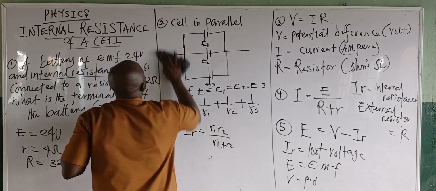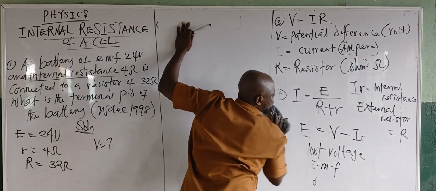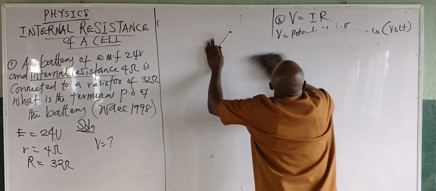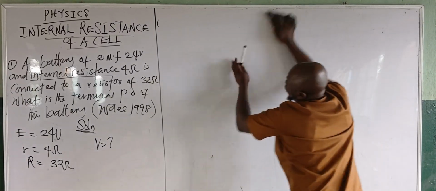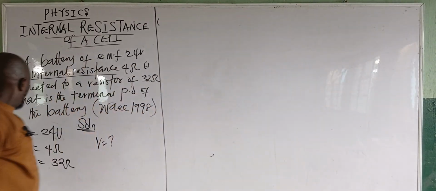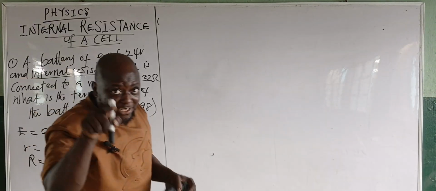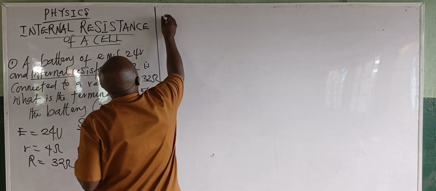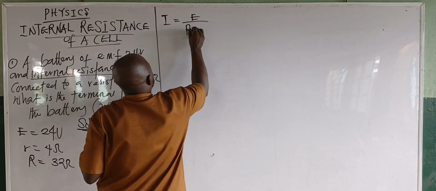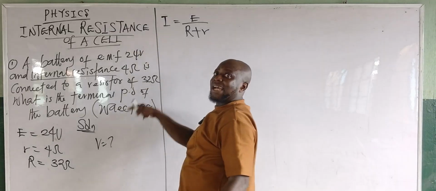How do we go about solving this question? Now, simple. Since we have E, we have small r, we have big R, and we are looking for V, that should suggest to you that we must first of all look for current. Remember, I gave you this formula. So let's find the current and then use Ohm's law to get our V.